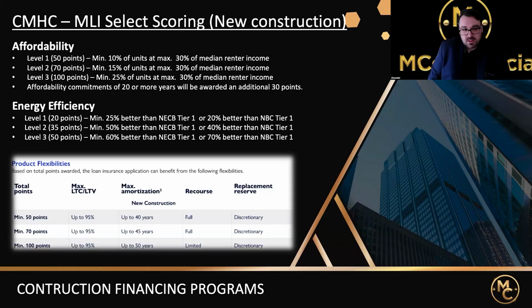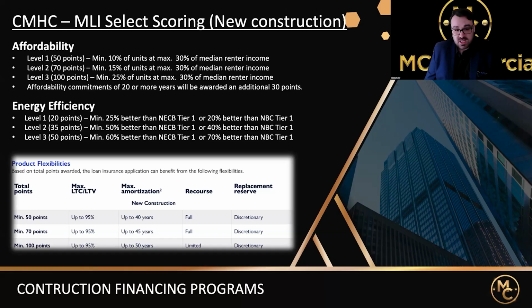Energy efficiency. It's important to note that CMHC is making a change, and they have announced it already, where as of the end of September, they're changing the guideline for the energy efficiency. They're actually increasing it. The numbers we have here are for the new guideline. To start off, the current benchmark is based off the 2015 National Building Codes. As of September, that's going to move to the 2020 Building Codes.